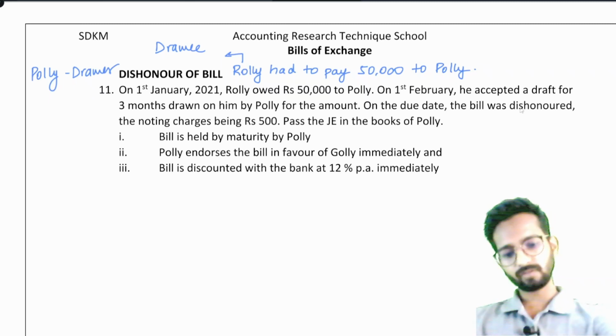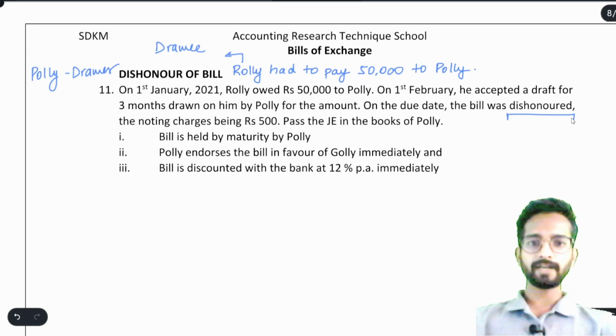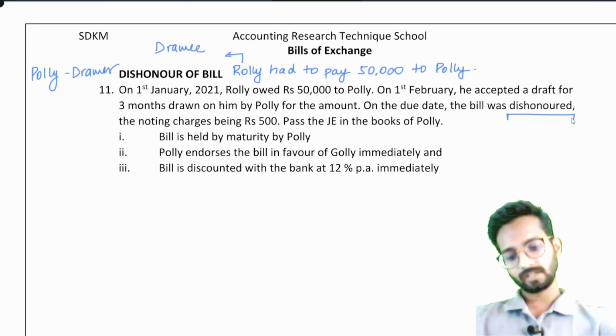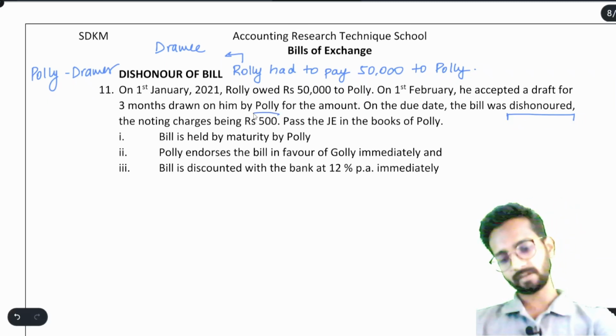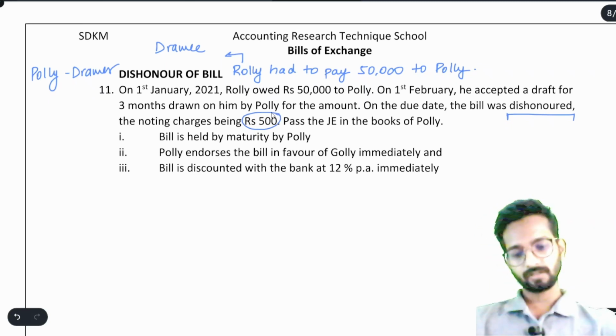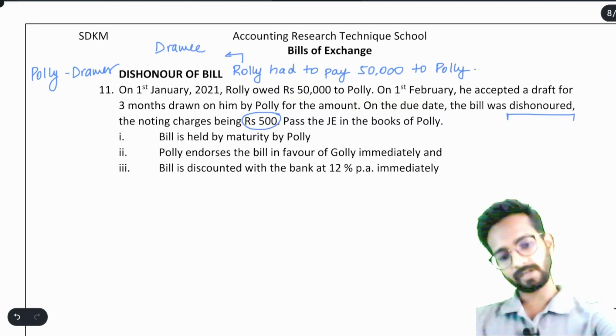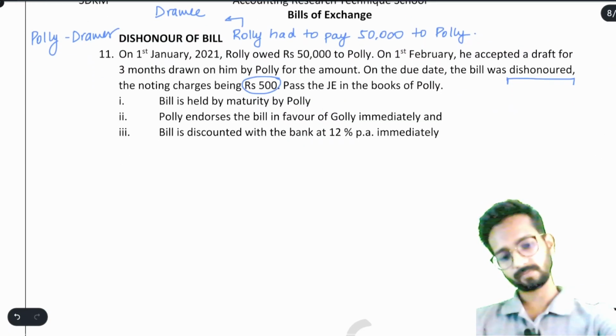On the due date, the bill was dishonored. It means on the due date, Raleigh denied to pay any amount. The noting charges were 500. Fair enough. Now pass the journal entry in the books of Polly. So what will we write in the books of Polly? Understand this.